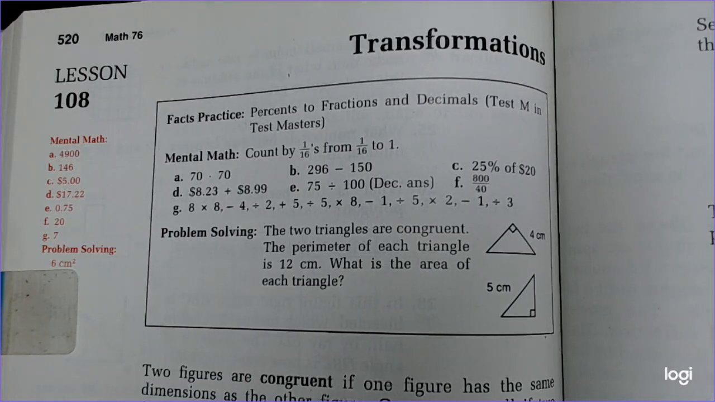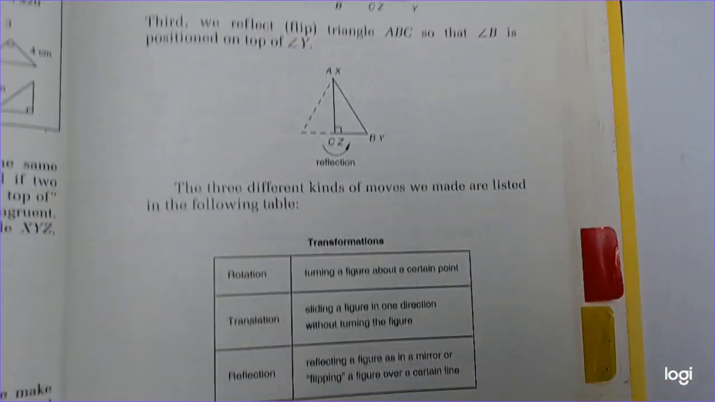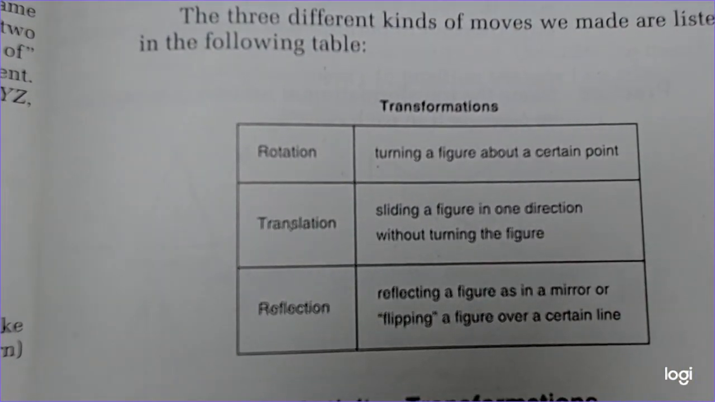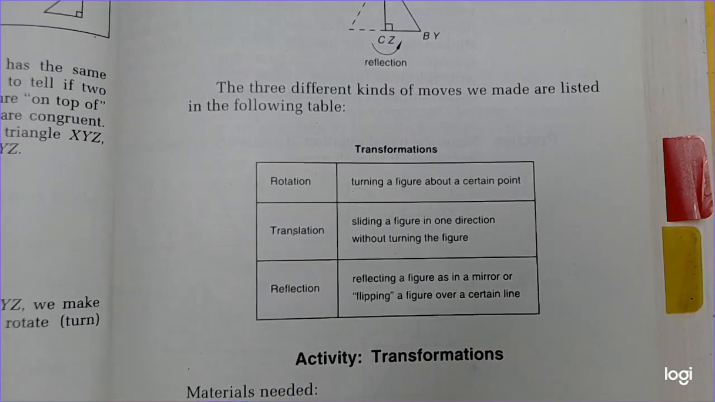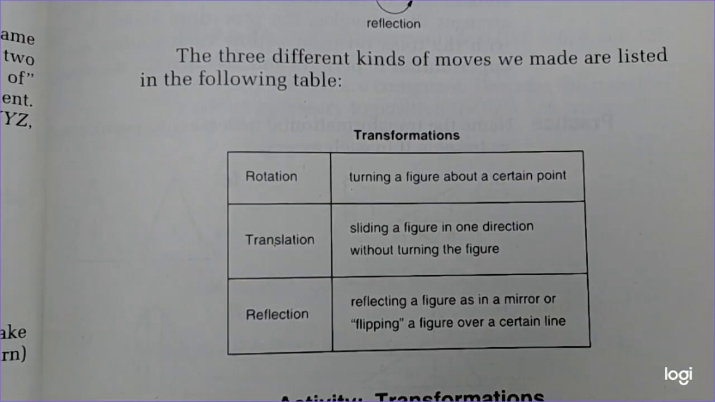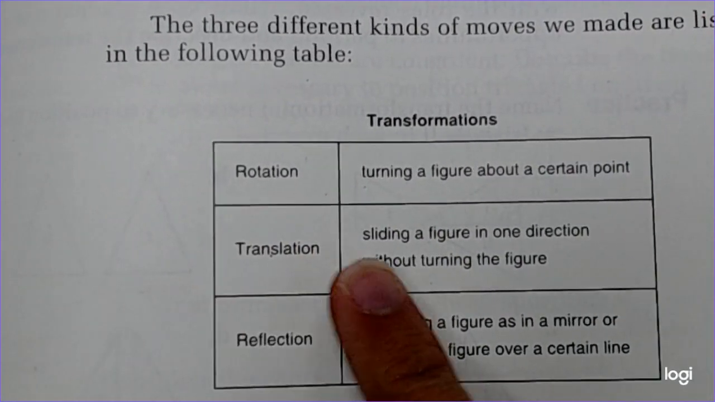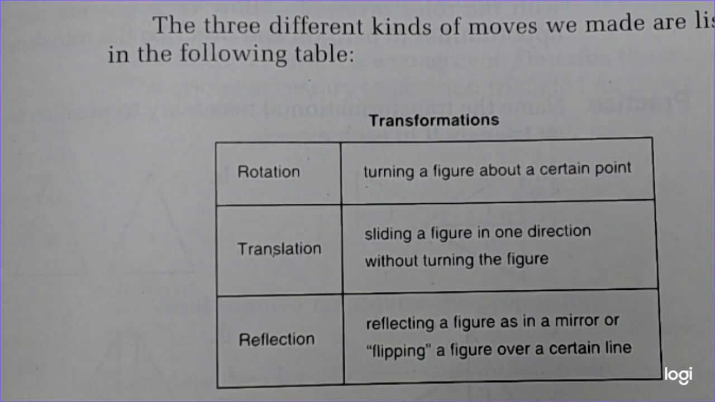Math 76, Lesson 108, Transformations. So transformations are these three key words right here, found on page 521. First we have rotation, translation, and reflection. I'm going to give you some visual examples of what that is.